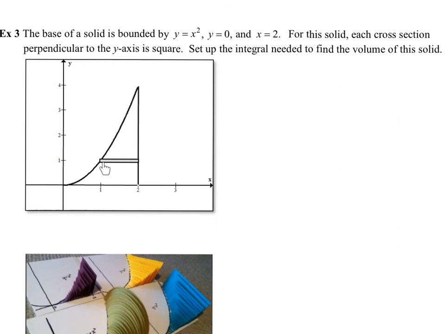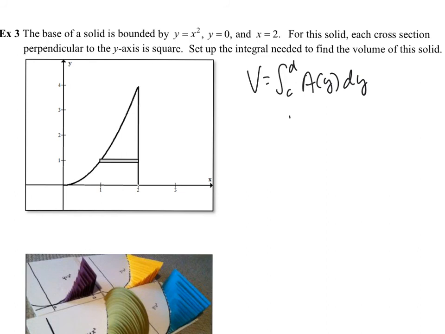Okay, so what you're looking at, this little rectangle is actually the base of a square, if you can think of a square that's coming straight out of the screen. So it says, set up the integral needed to find the volume of this solid. Okay, so this time, since we are looking at cross sections that are perpendicular to the y-axis, our volume is going to be an integral from c to d, where those are the bounds, of A of y dy.